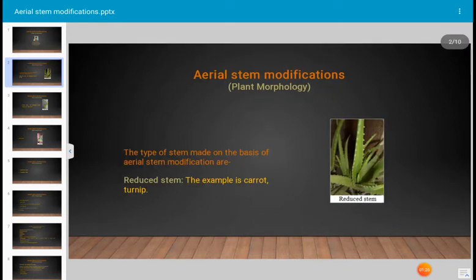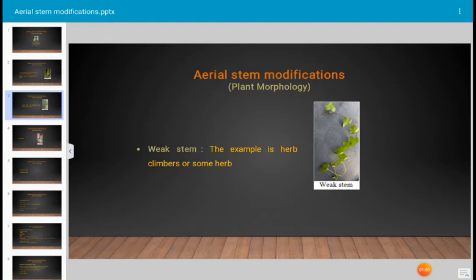Let us see the reduced stem. The size of the stem is reduced to a high extent and appears as a disc-like stem. Mostly the plants with such stems are biennial plants, and examples are carrot, turnip, etc. Next, weak stem. Many herbaceous climbers in the rainy season are very common and they have a very weak stem which requires support to climb over. The weak stems are soft and thin. They grow upright or prostrate.